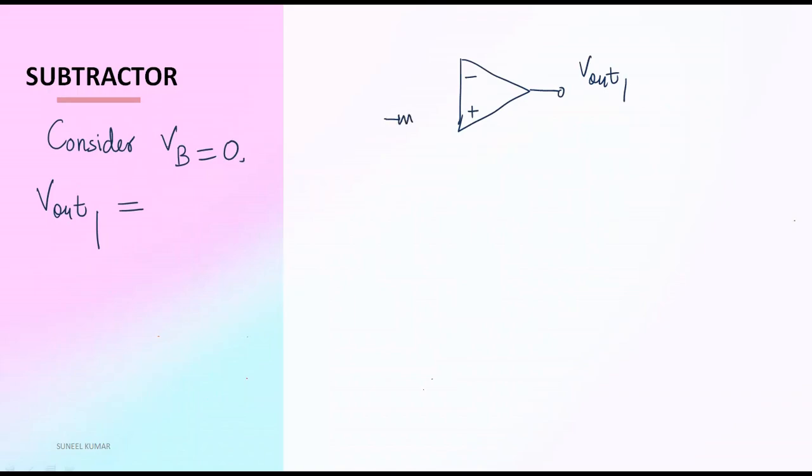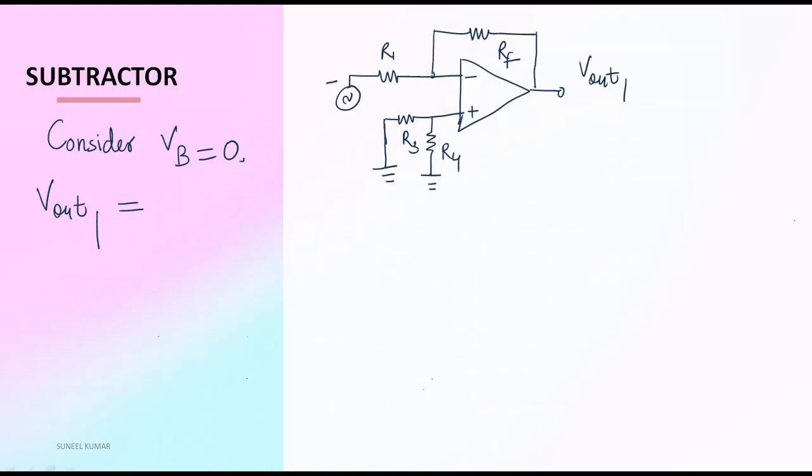And here we have R3, R4, and this voltage is grounded, VB is 0, so basically there is no voltage. We have R1, and here a feedback resistance is connected as RF, and we have applied a voltage VA, and this is grounded. So we have analyzed this, it becomes the inverting amplifier, with feedback resistance RF and resistance connected at the inverting terminal as R1.